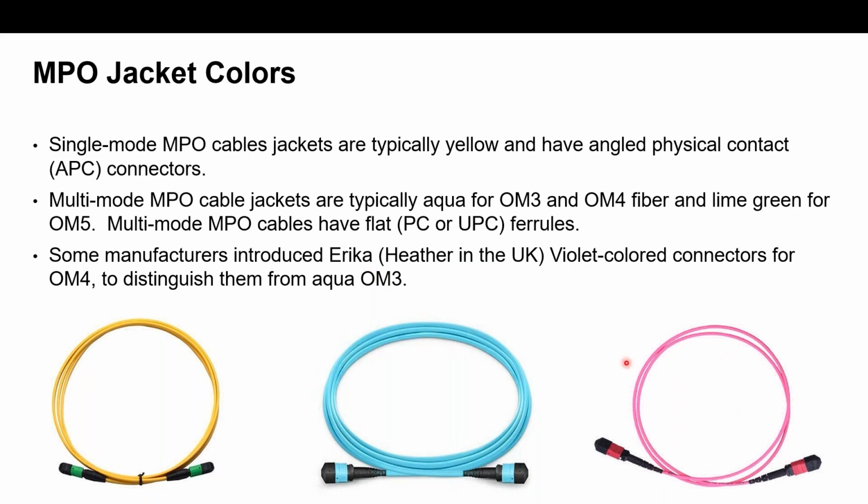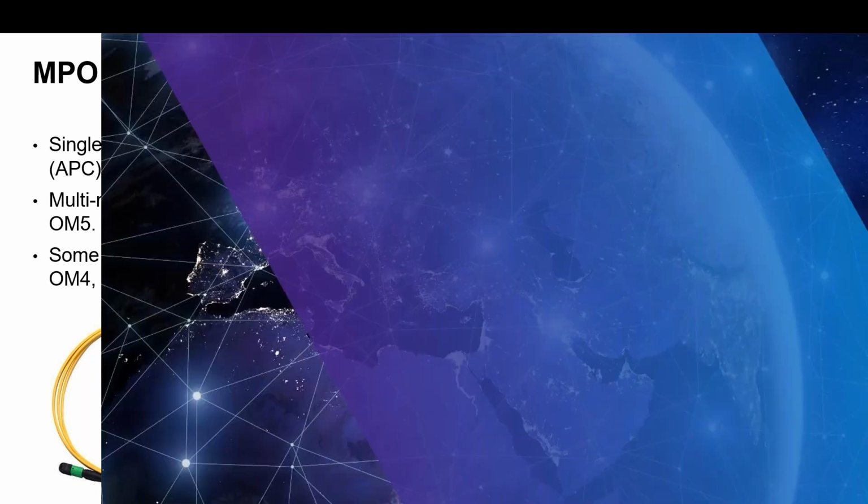I haven't seen this deployed in data centers yet, but some manufacturers introduced, or they call it Heather in the UK, violet colored connectors for OM4, to distinguish them from aqua OM3 type connectors. But the two that you'll primarily see are these two right here, the yellow jacket and the aqua jacket for multi-mode.